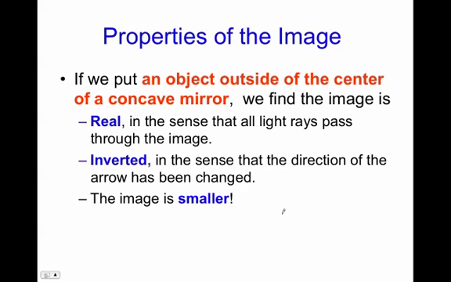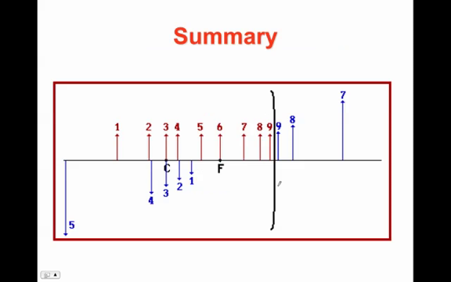So if we put an object outside the center of a concave mirror, we find the image is real now, in the sense that the light rays pass through it. It's inverted or upside down, and it's smaller.